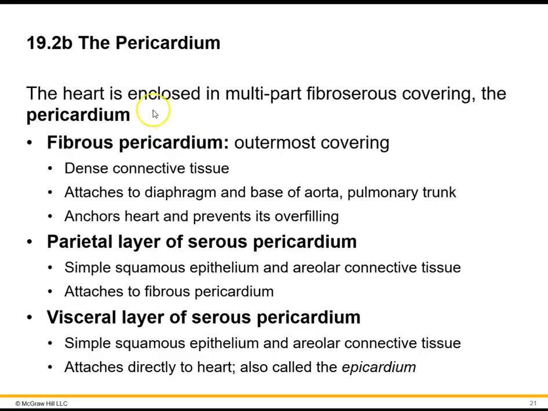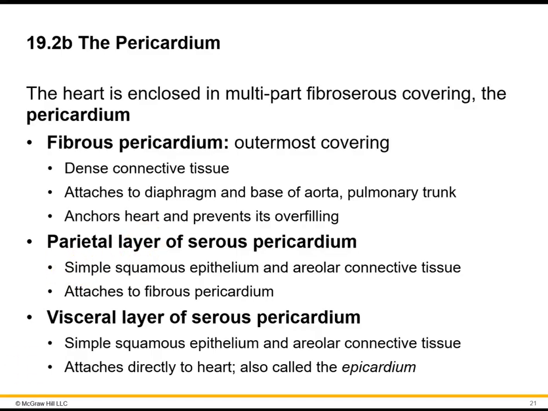The heart is enclosed in a sac, and that sac is called the pericardium. It's a fibrous-serous covering, meaning it has a fibrous portion and a serous portion. The fibrous pericardium is the outermost covering, and it's composed of dense connective tissue. It's going to attach to the diaphragm, the base of the aorta, the pulmonary trunk, and there it's going to help anchor the heart and also prevent the heart from overfilling.